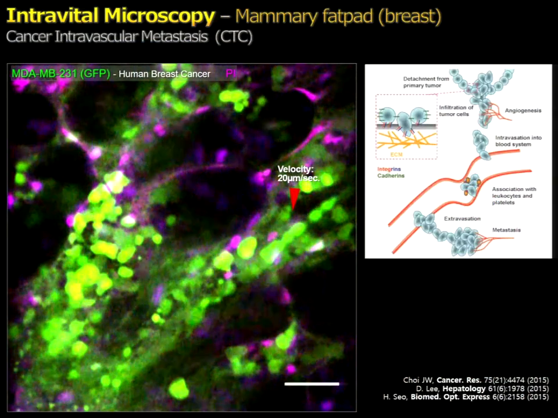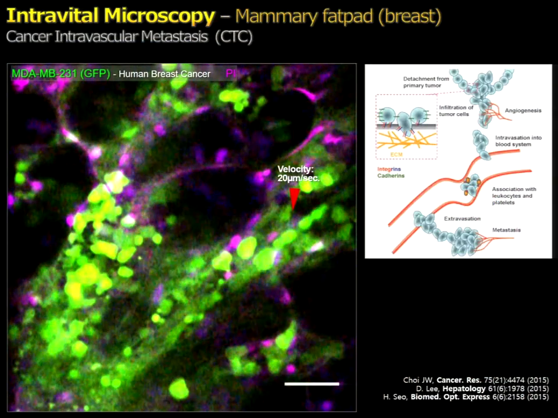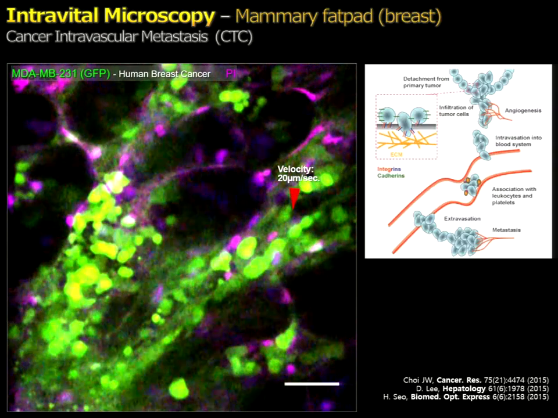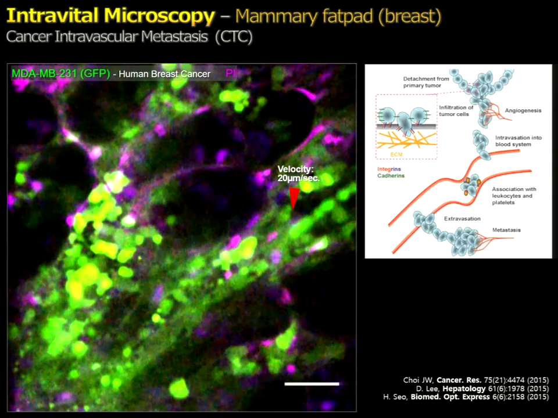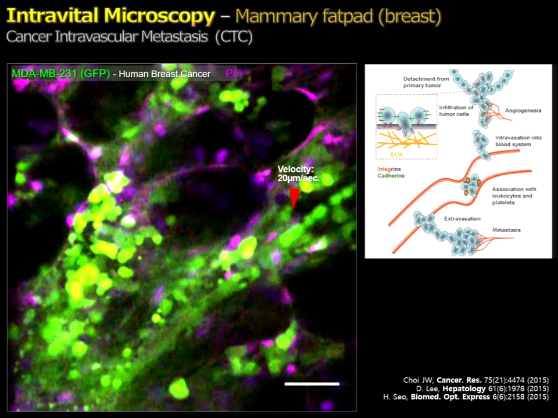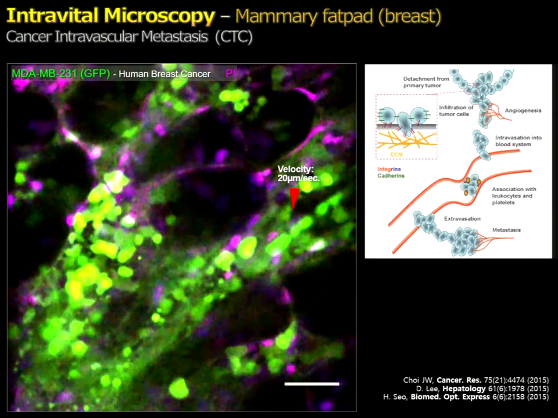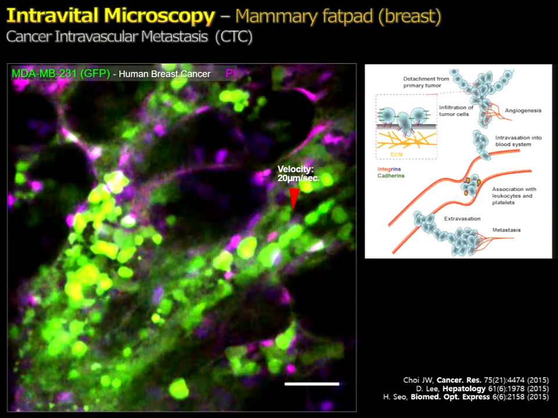So this is the dissemination of the cancer cell into the blood circulation observed by using those mammary imaging windows. So you can see this GFP expressing cancer cell now get into the blood vessel and then go into the systemic circulations.